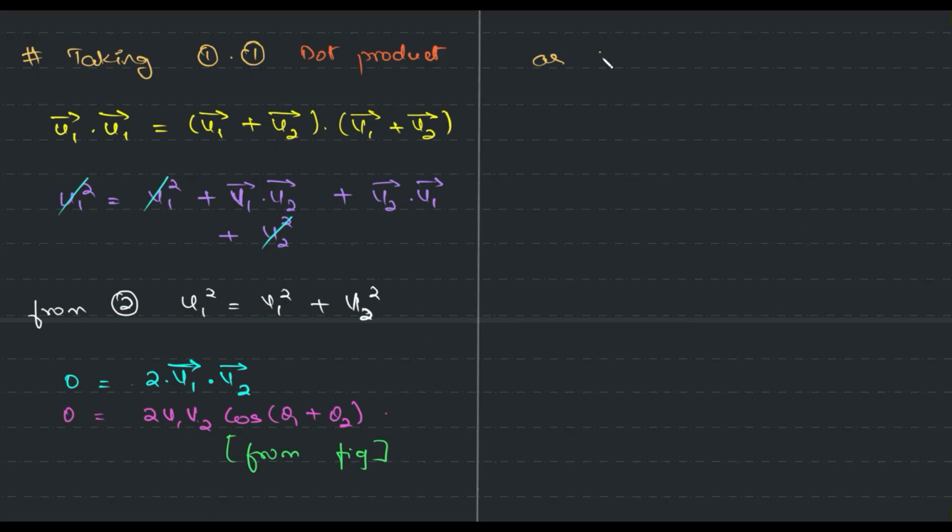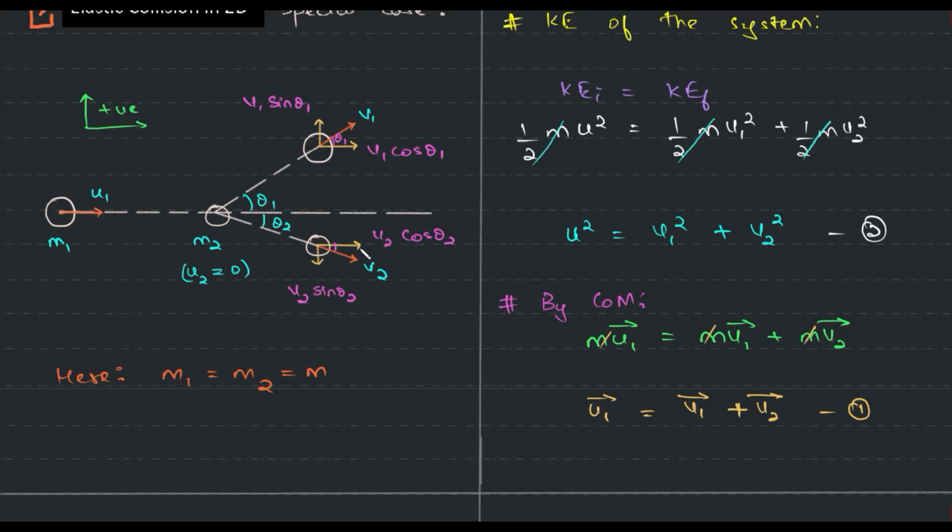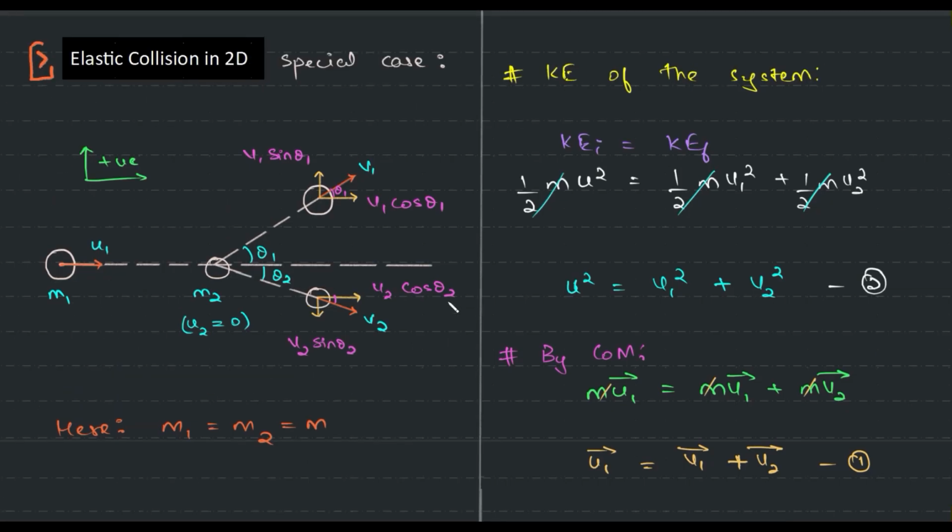As v1 and v2 cannot be equal to 0, what we have is that cos of theta 1 plus theta 2 has to be equal to 0. Since this is equal to 0, theta 1 plus theta 2 should be equal to cos inverse of 0, which is 90 degrees. So basically this is the result: post collision, they will be perpendicular to each other. That's your proof, that's your result.